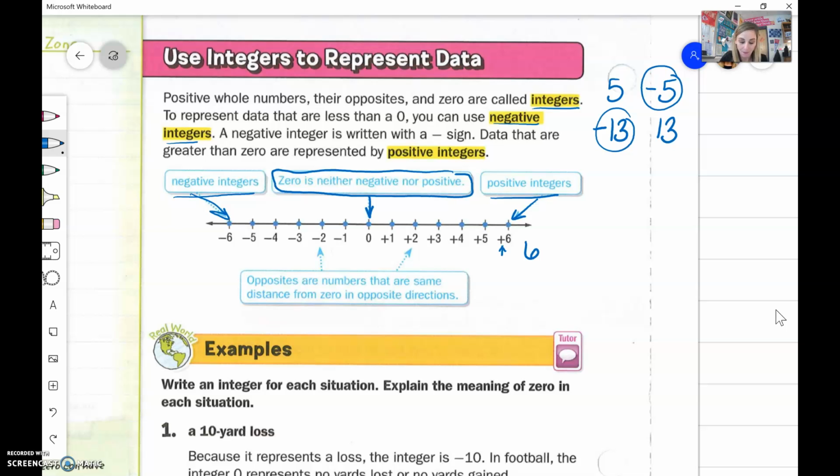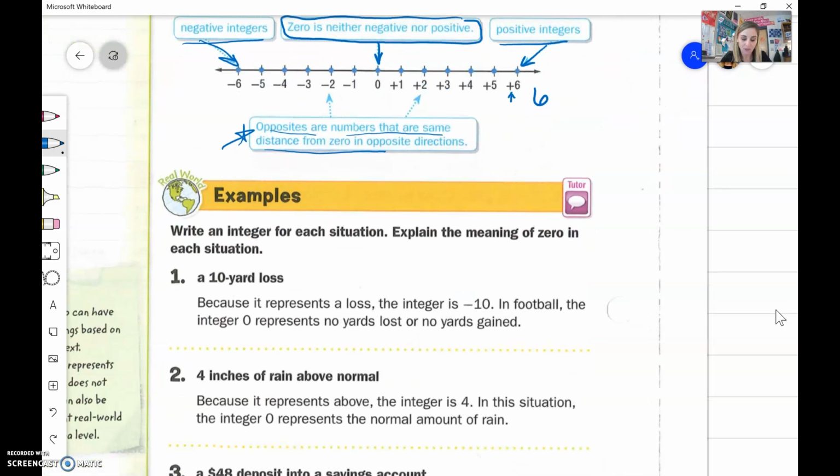All right, and then this part right here, opposites are numbers that are the same distance from 0 in the opposite direction. So if we're at 0, and I said +4, and you go over +4, the opposite of that is going in the opposite direction of 0 to -4. All right, it says write an integer for each situation and explain the meaning of 0, basically where you started. Okay, what does 0 really mean in this situation?